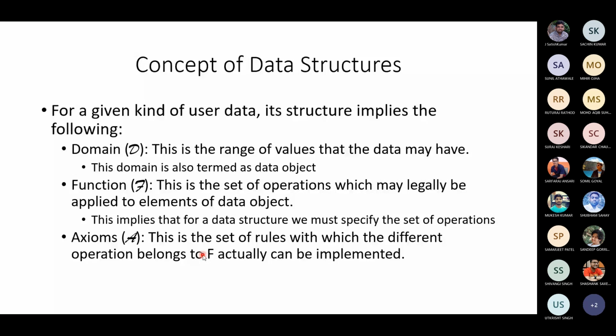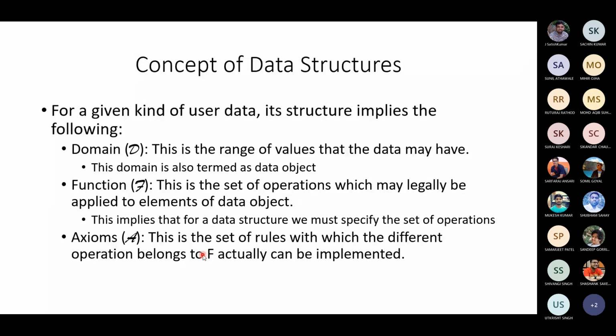Okay, the set of rules like you cannot divide by 0 or you cannot have an infinity. All these rules we will define. When you do addition, this will be the case. When you use logical and or logical or, this could be the result. We will define a set of rules on that structure, on the function with different operations that could actually be implemented. So a structure implies these three following things: domain, function, and axioms. So having these three things, only then will you be able to say what the structure means.